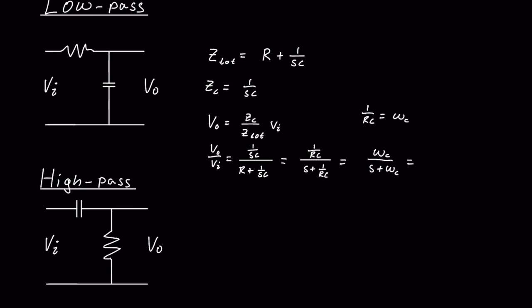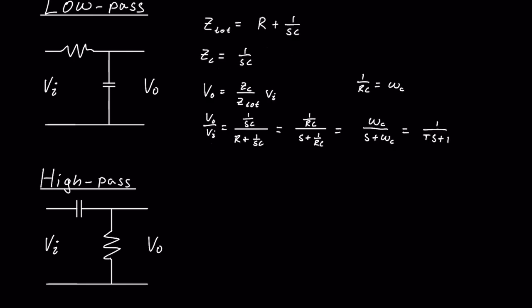We can also write it as 1 over TS plus 1, where T is the time period of the cutoff frequency. And this is the characteristic for the low pass filter as we saw earlier.